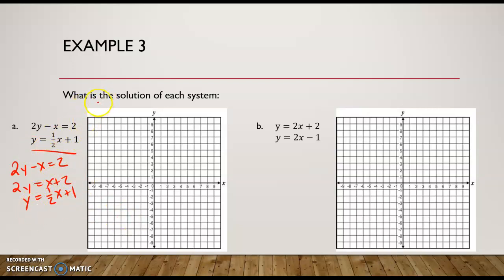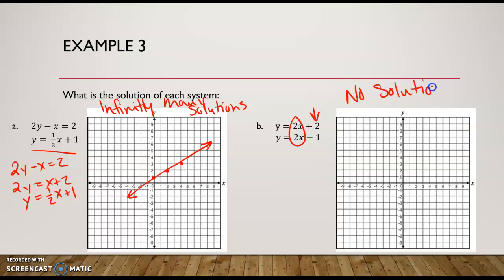And so that tells me that this is an infinitely many solutions. Now, if you're having to graph it, then that graph starts out 1 and goes up 1 over 2. And so there's an approximation of a graph. All right. When we look at this one, we have same slope but different y-intercepts. So that means that this is a no solution or an inconsistent.